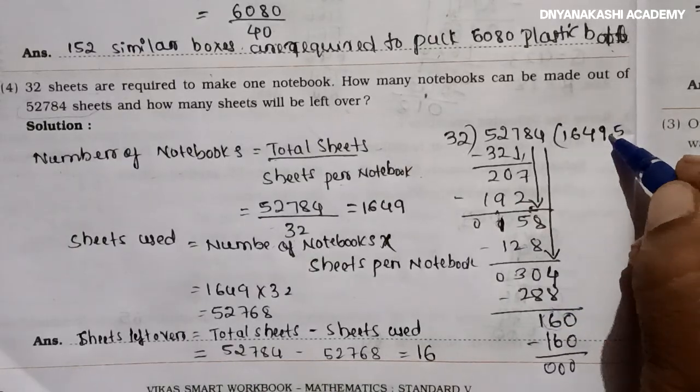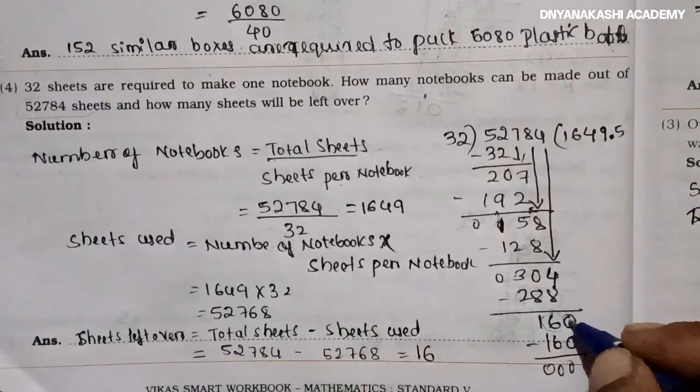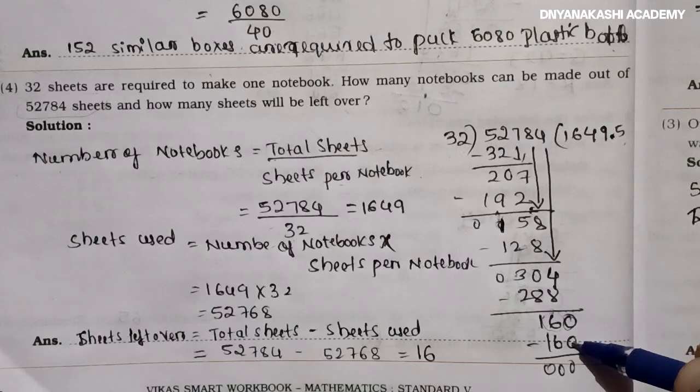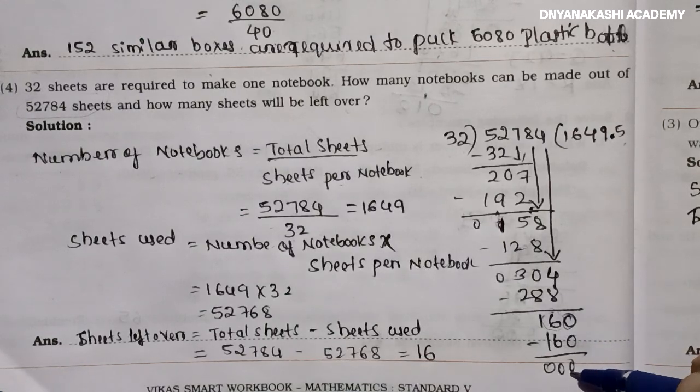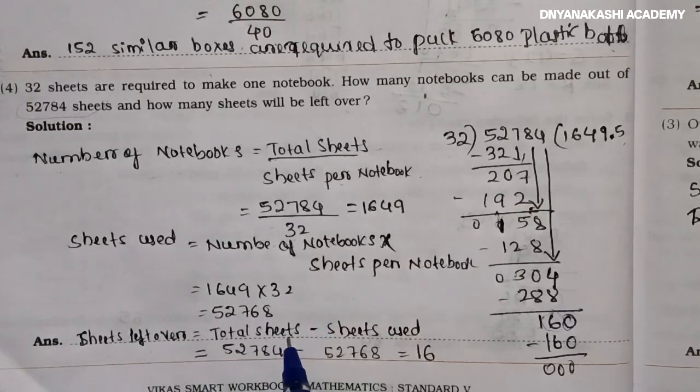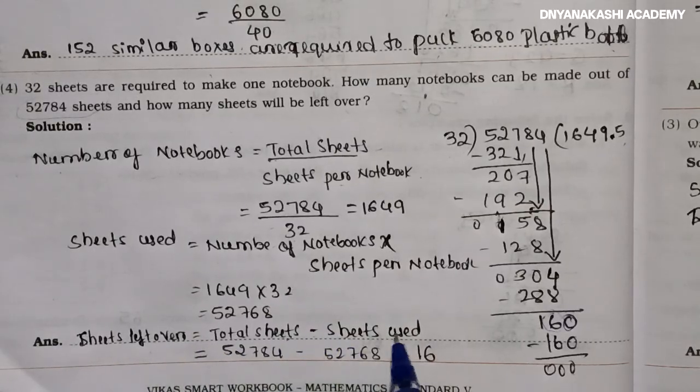I put a small decimal point here. That's why I take a 0 here. And 32 fives are 160. The remainder is 0. The seeds left over is equal to total number of seeds minus seeds used.